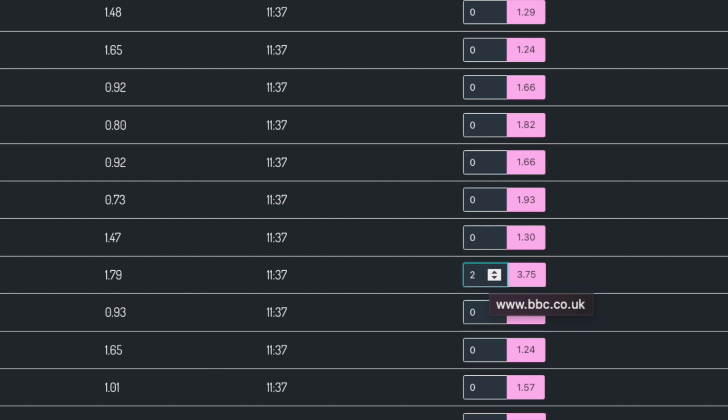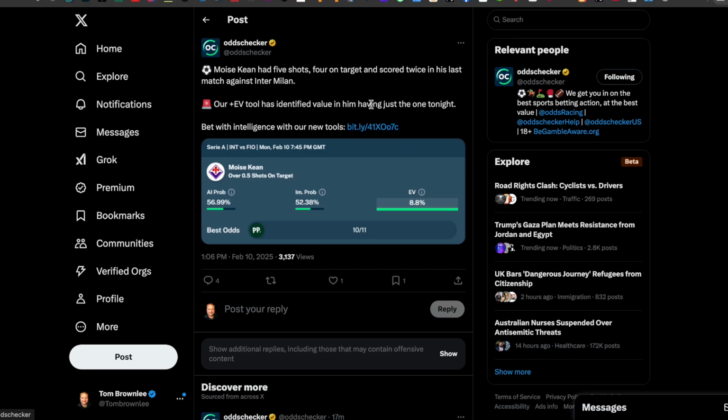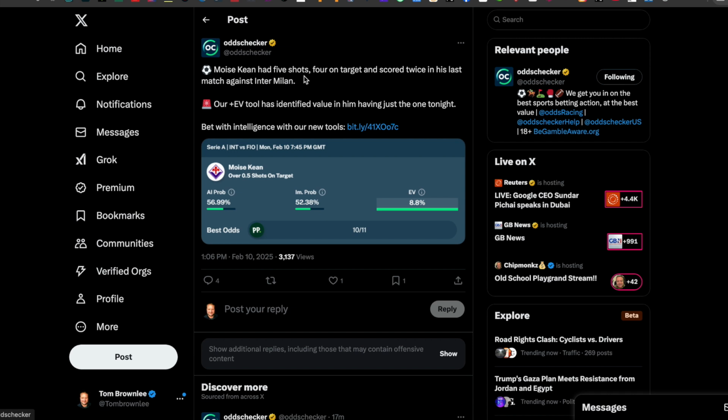And let's just pop over to Odds Checker at Twitter. And here, Odds Checker are talking about the Inter versus Fiorentina match, and they say that Keane has had 5 shots, 4 on target, and some recent relevant stats that really aren't important because they don't consider the relative strength of their opponents. Always be very wary about these sort of recent stats things that are thrown out. But here we say our plus EV tool has identified value in him getting a shot on target, and they say the AI probability is 56.99.